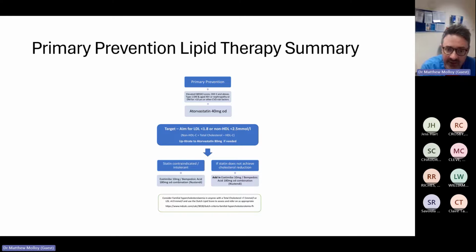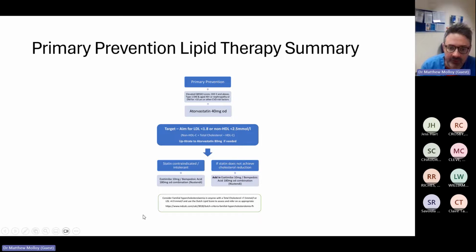If a statin is contraindicated or not tolerated, we use a combination drug, ezetimibe and bempedoic acid. It is significantly less effective in reducing LDL cholesterol than the statins, but it's better than nothing. If the patient on high-dose atorvastatin does not achieve the level of LDL cholesterol reduction, then we can add in Nustendi, which is ezetimibe and bempedoic acid, on top of this. For secondary prevention, we have injectables and other more novel therapies, but for primary prevention, it's atorvastatin and Nustendi only.